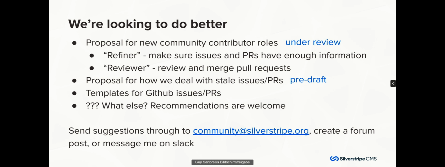And then templates for GitHub issues and pull requests. At the moment, only Silverstripe Framework has a template for its issues. We want to start rolling that out on other modules, and that's in our backlog. So at some point in the future, you'll see issues on the other repositories as well.